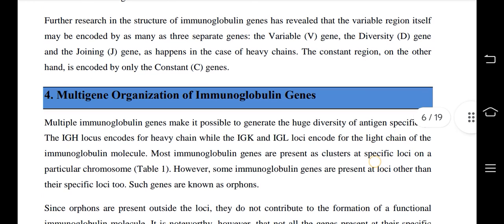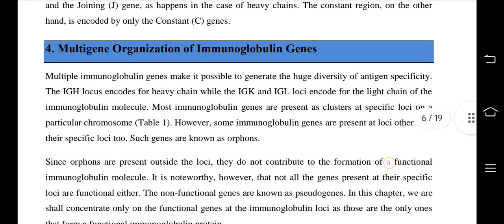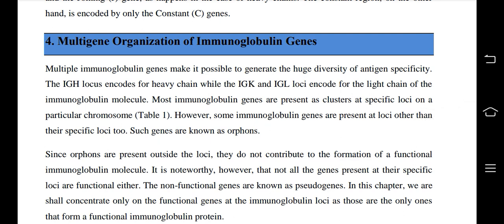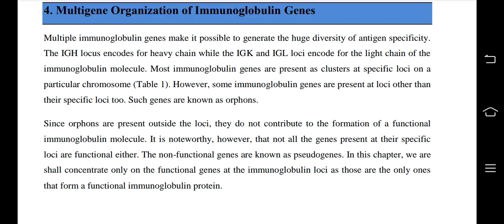Then, the multi-gene organization of immunoglobulin genes. Multiple immunoglobulin genes make it possible to generate the huge diversity of antigen specificity. The IgH locus encodes the heavy chain, while the Igκ and Igλ loci encode the light chain of the immunoglobulin molecule. Most immunoglobulin genes are present as clusters at specific loci on a particular chromosome.